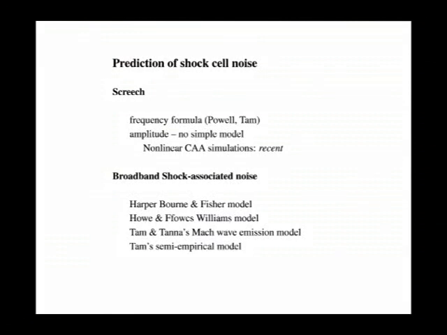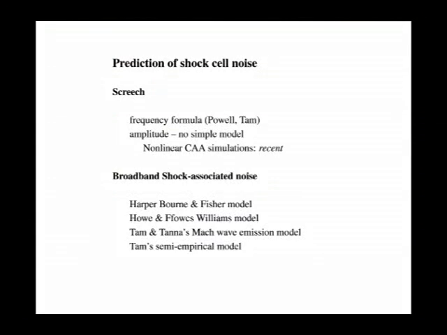In broadband shock-associated noise, the pioneering work of Harper, Burney, and Fisher in 1973 has been the cornerstone of thinking about broadband shock-associated noise generation, and the work of Howe and Fox-Williams is a great inspiration in trying to interpret how sound is being generated in these problems. And I'll connect to this work a little bit more as we go along. Tam and Tanna took the approach of describing the sound generation as a Mach wave emission process, and that led to a model which was used in Tam's later work in the late 80s in the development of a semi-empirical model, which has been very successful in trying to describe broadband shock-associated noise.